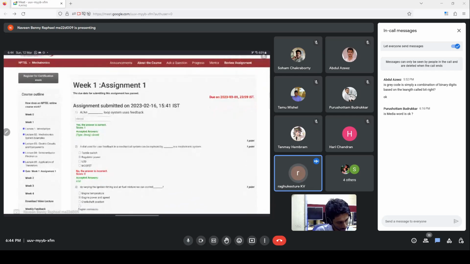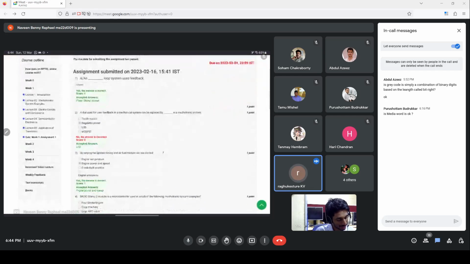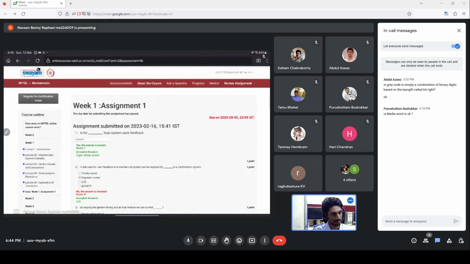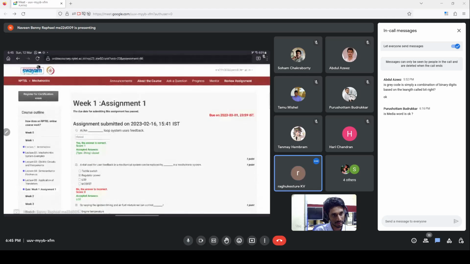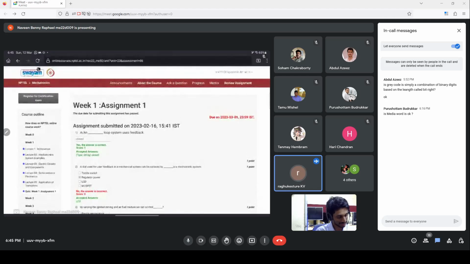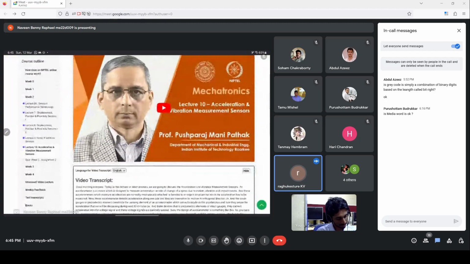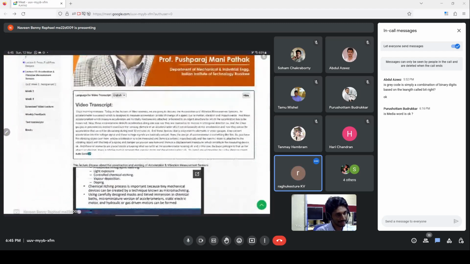So can you please take it further? I'll ask about this. Yeah, please, thank you. Even I got a zero score for that one. Even I mentioned the closed loop. I'm not sure on what basis it has been selected. I'll clarify this by the next class.